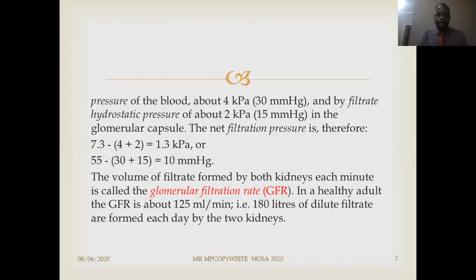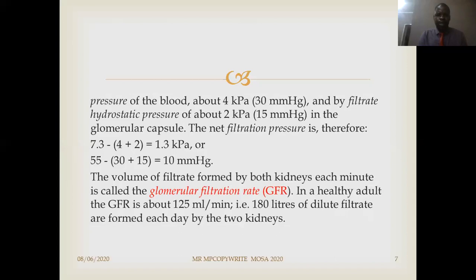In a healthy adult, the glomerular filtration rate is about 120 mL per minute, i.e. 180 liters of dilute filtrate are formed each day by the two kidneys. So you can see that the kidneys really do a very good job as far as filtration of fluids is concerned.